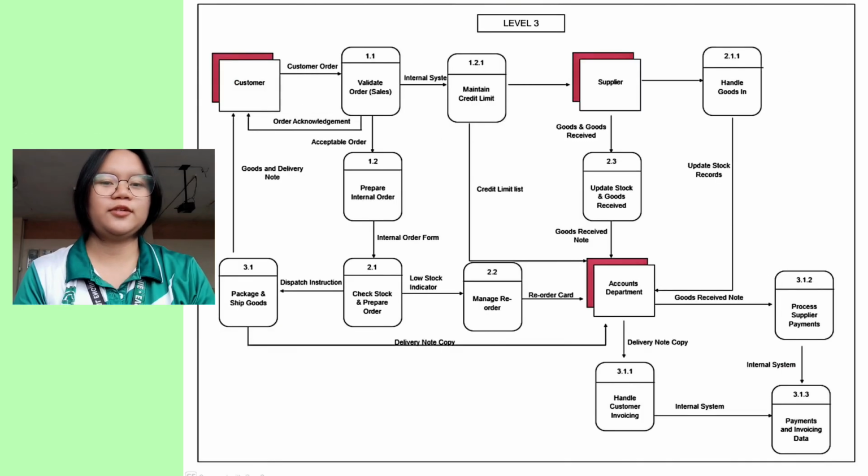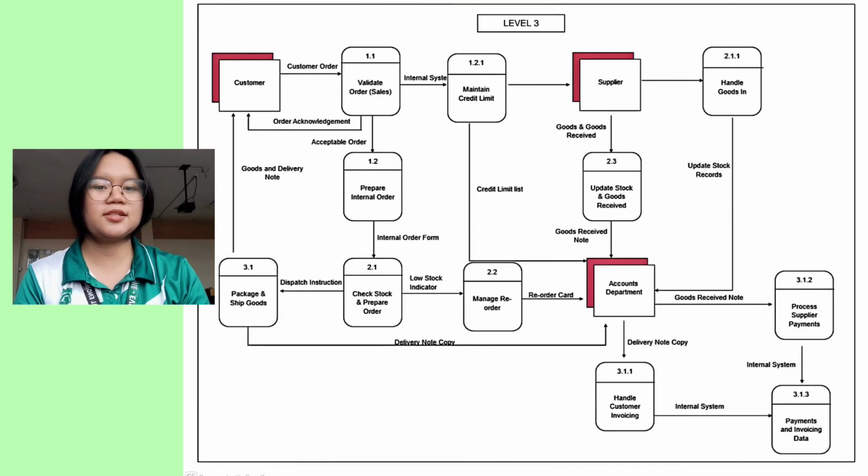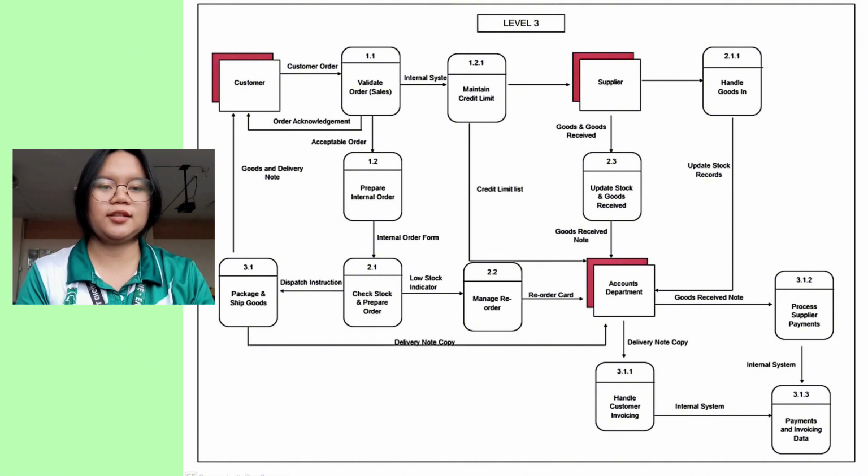The Level 3 data flow diagram illustrates how information is handled within an organization's sales and inventory functions. The core technique is data flow modeling, where labeled arrows explicitly show the movement of data packets such as customer order or low stock indicator between different processes and external entities.